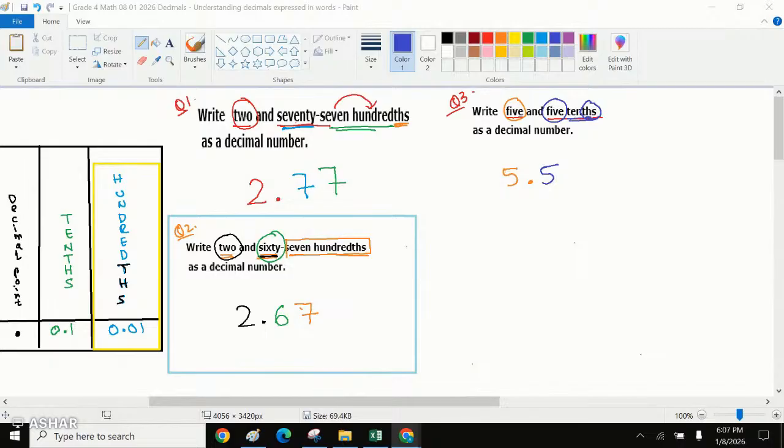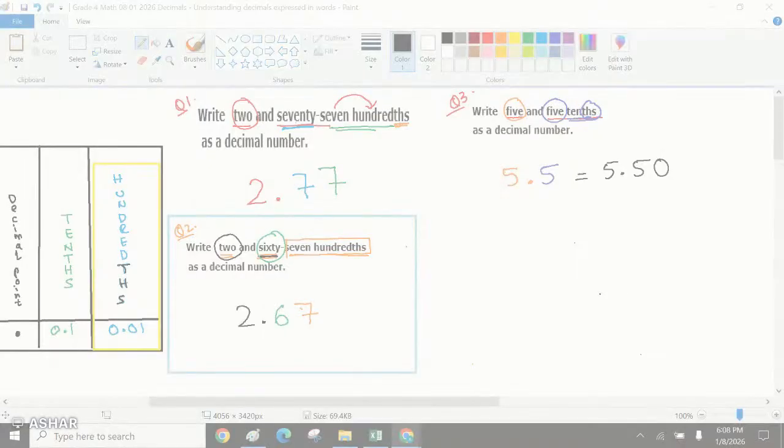Yes, 5.5 can also be written as 5.50. Yes, it's the same. 5.5 equals 5.50. It's the same thing, right? Moving on ahead to the next question.